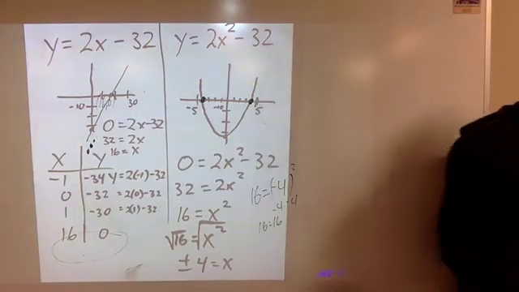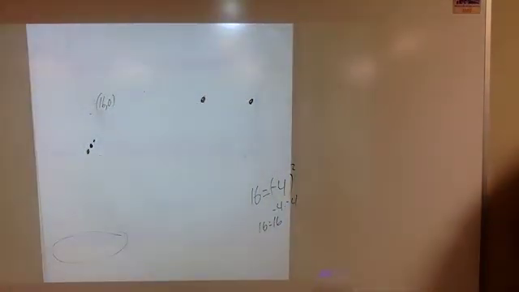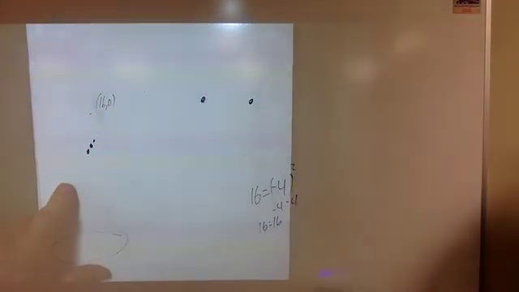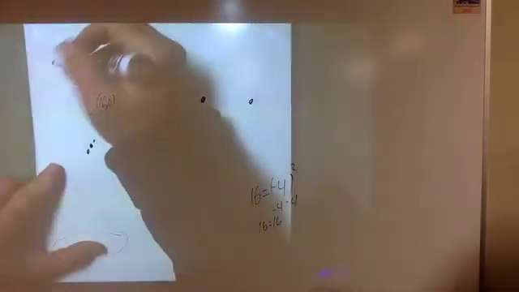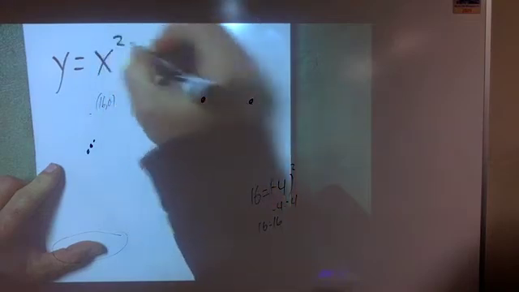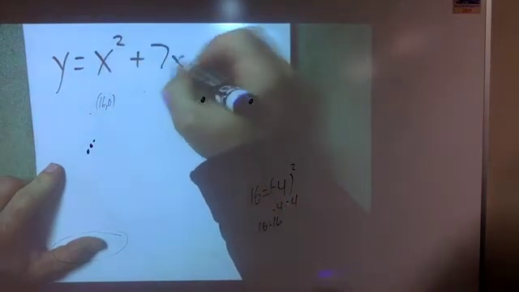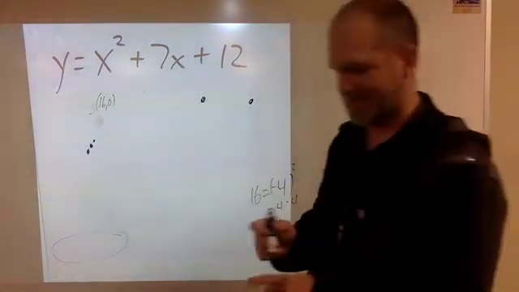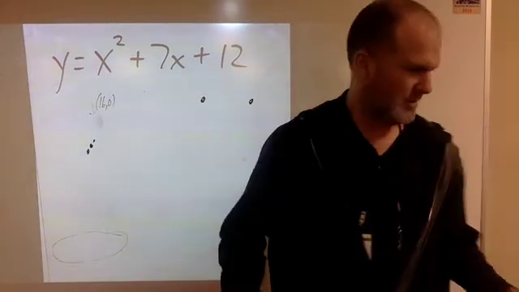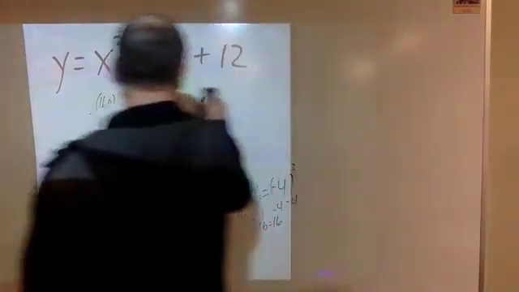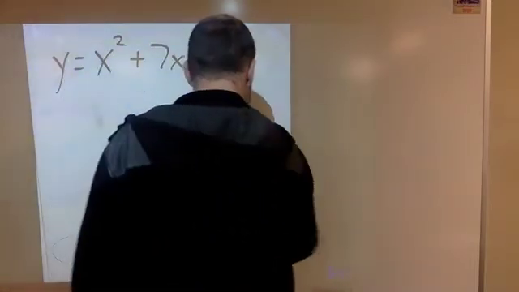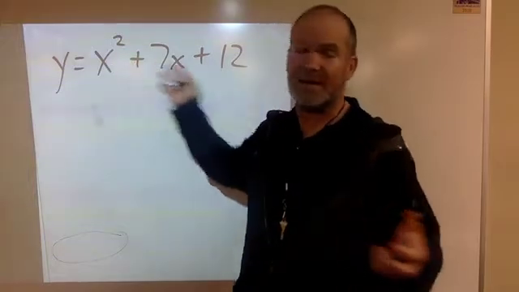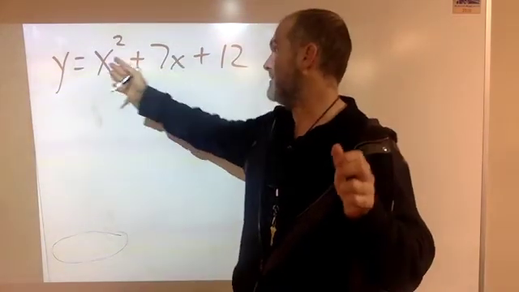Now, where this all gets crazy is when you have an x squared and an x in the same problem. So if you have, say, y equals x squared plus 7x plus 12. Now you have an x squared and an x in the same problem. Now that method I showed you is not going to work for simply solving for x. We're still going to plug in, we can still find the x-intercepts here, and that's what I'm going to show you. How to find the x-intercept.